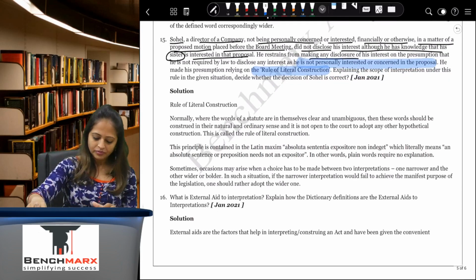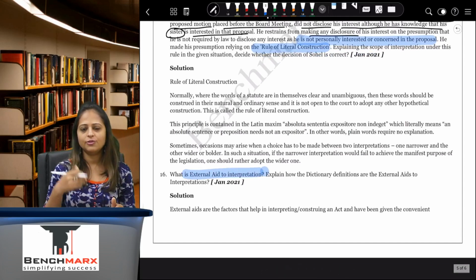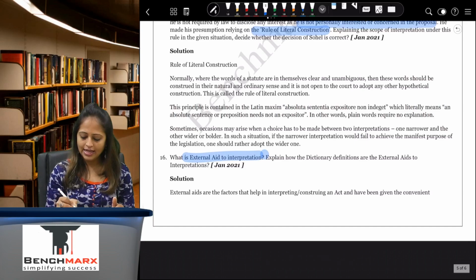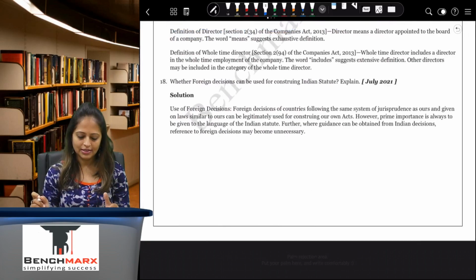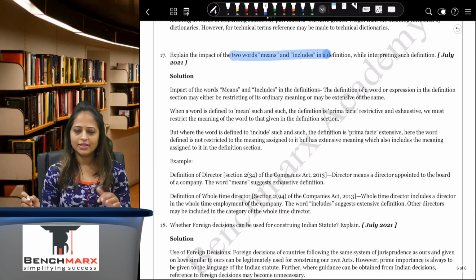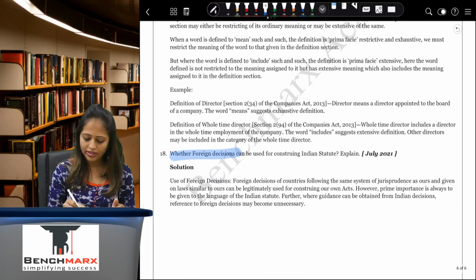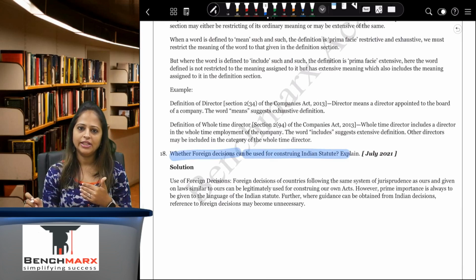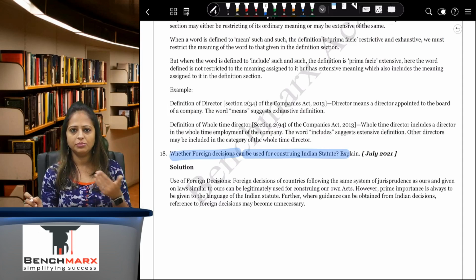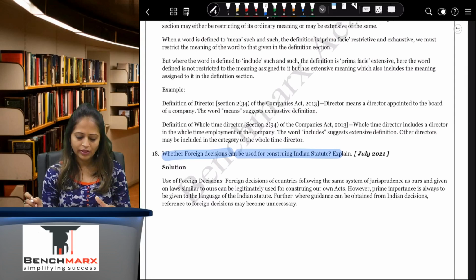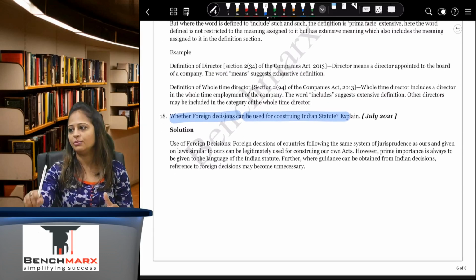What is external aid of interpretation? First explain what is the external aid. Those 5-6 points will be explained, and how the dictionary definitions are used as an external aid. Explain the words "means" and "includes". And what are foreign decisions, whether they can be used for an Indian statute, then again you will say it is an external aid of interpretation. And if the law is similar, you can give reference to it, but it will of course not be overriding what is given in the main act, but it can be used as an aid of interpretation. It is an external aid of interpretation.